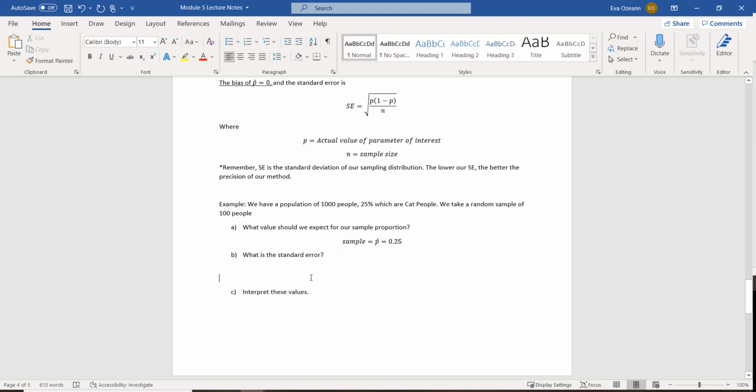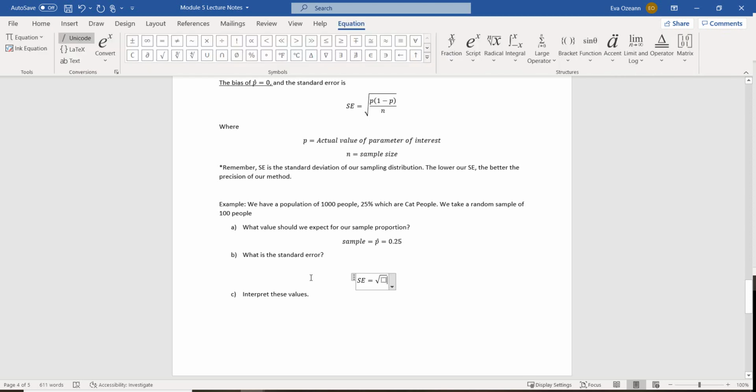Now, it probably won't be exactly 25%. We're probably going to be off by a little bit. So to figure out how much we're going to be off by, we're going to find the standard error. Standard error is going to be the square root of our population proportion, which is 0.25, times 1 minus our population proportion, 0.25, divided by the size of our sample. So we took 100 people, so we're going to have a sample of size 100. All right, now rounding to 4 decimal places, we're going to get a standard error of 0.0433.